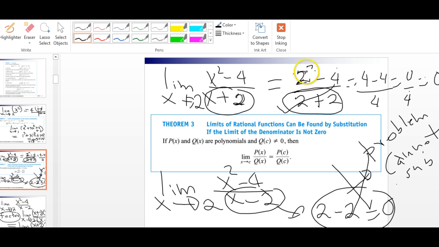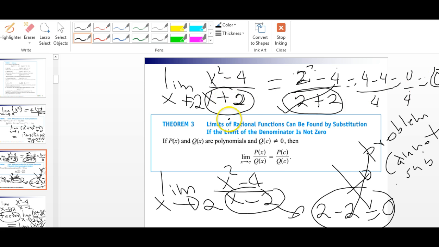So you plug in 2 squared minus 4 divided by 2 plus 2. You get 4 minus 4 divided by 2 plus 2, which is 4. So 4 minus 4 is 0. 0 divided by 4, we are okay because 4 is in the denominator. 0 divided by 4 is 0. So the limit of this function is just 0.